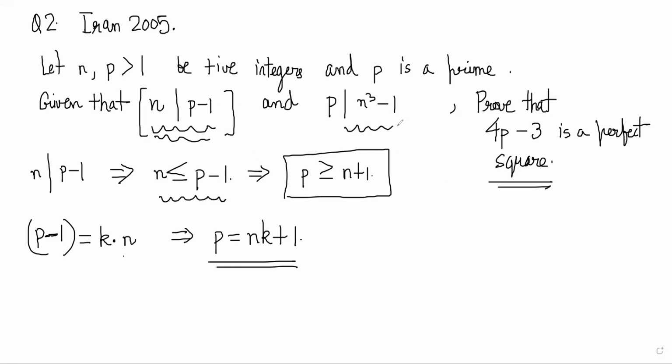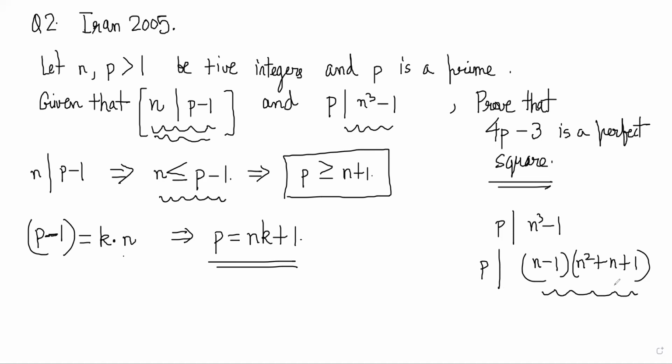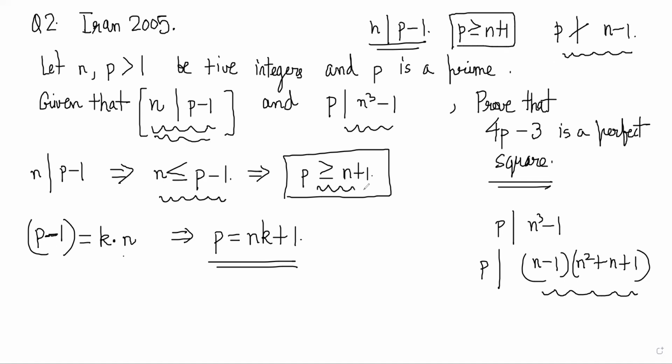Now let's look at the other statement. P divides n cube minus 1, and n cube minus 1 can be written as a factor n minus 1 times n square plus n plus 1. So we have P divides the product of these two things. Now you should realize that P cannot divide n minus 1, because we have already seen that n divides P minus 1, right? So that means P is greater than n plus 1, we already know. If P is greater than n plus 1, it cannot divide n minus 1 because it's larger, right? So P does not divide n minus 1.